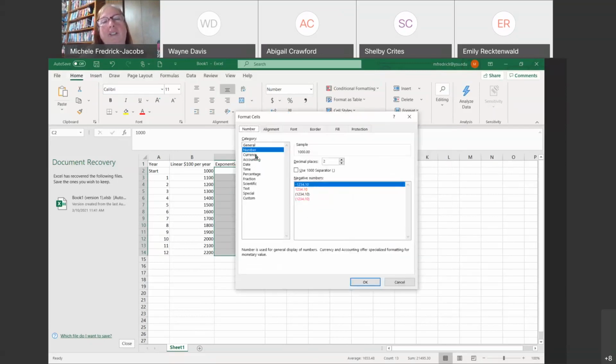I just use number, because if I do different things, sometimes I don't want the dollar sign on it. And then 2 decimal places because it's money.